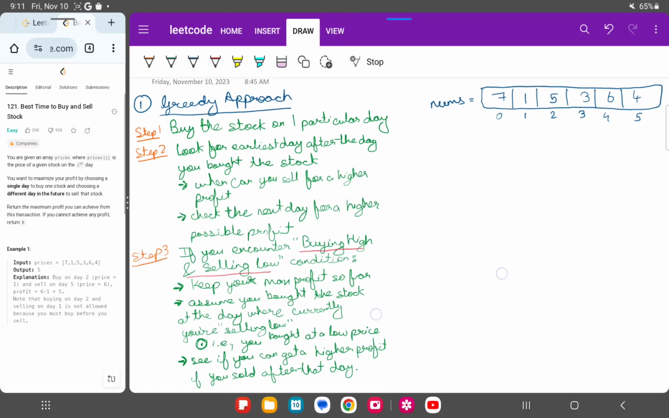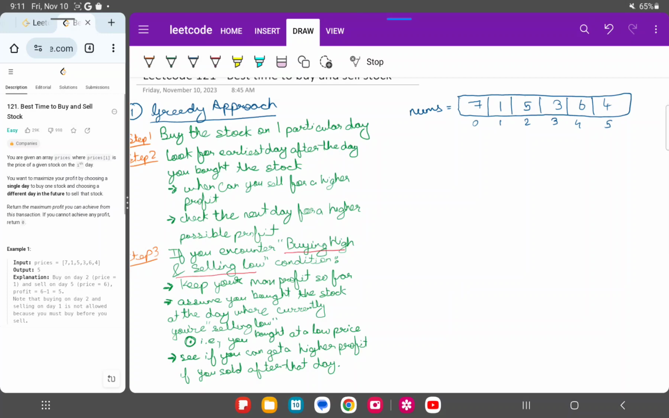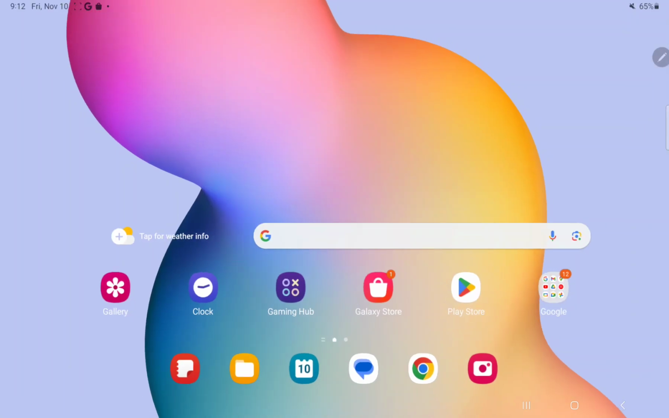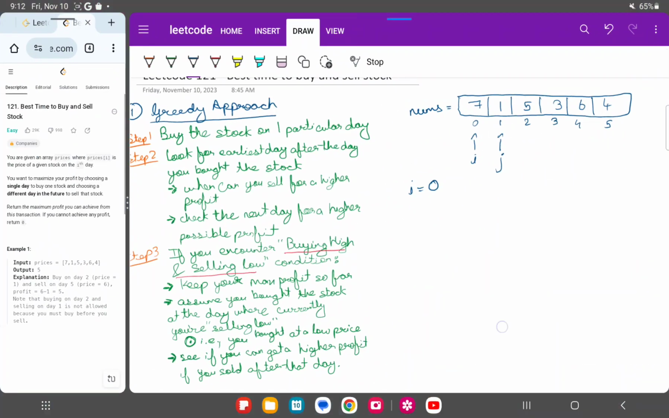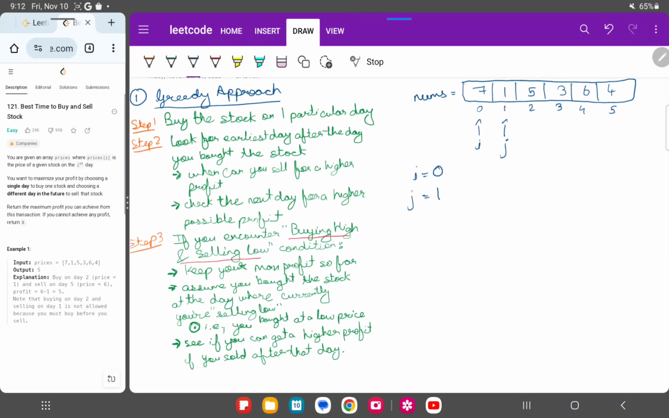So let's take an example. Let's say this is the nums array that we have. Every value at an index of this array represents the stock price on that day. Now let us assume that the ith index represents the day at which we bought the stock, and the jth index represents the day at which we sold the stock. So how do we execute our algorithm? Initially i is 0 and j is 1, because j will always be after i, since you're selling after you bought it, right?